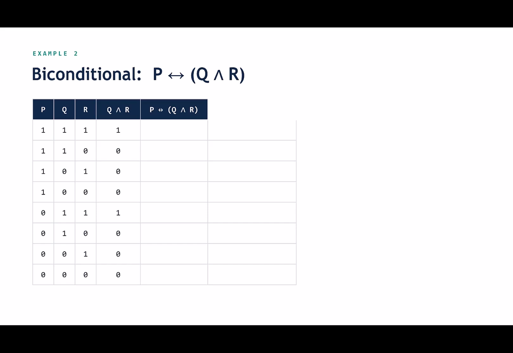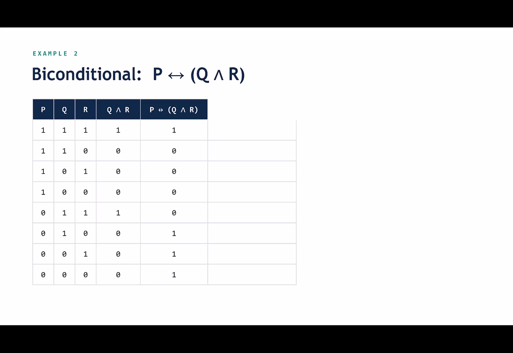We're going to put that together with our first column P, and we're using the connective if and only if, which is the biconditional. A biconditional is only true when the two truth values match. So if they're both 1 or if they're both 0. In our first case, we have 1, 1, which is 1. Then we have 1, 0, which is 0. 1, 0 is 0. 1, 0 is 0. Then we have 0, 1 is 0, followed by 0, 0, which is 1. 0, 0 is 1, and then 0, 0 is 1.